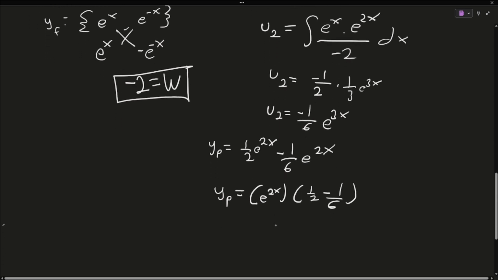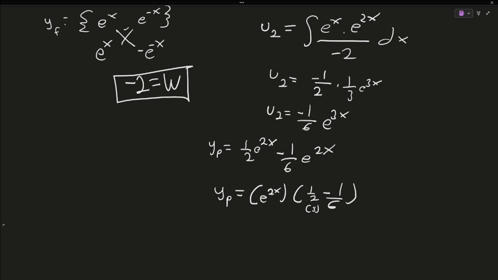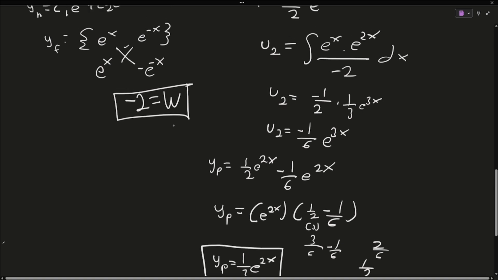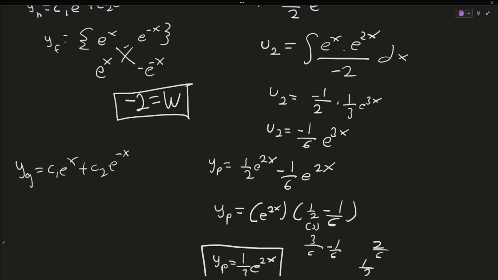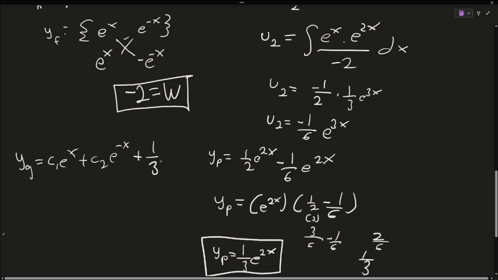If we multiply with this, 3 over 6 minus 1 over 6 becomes 2 over 6. Well, then that's going to be 1 over 3. So we would have, I believe, 1 over 3. Yeah, y particular is going to be 1 over 3 e to the 2x. Okay, just like this. And now that we have our y particular, we can go ahead and build our solution. So y general will be c1 e to the x plus c2 e to the minus x plus 1 over 3 e to the 2x, like this before.